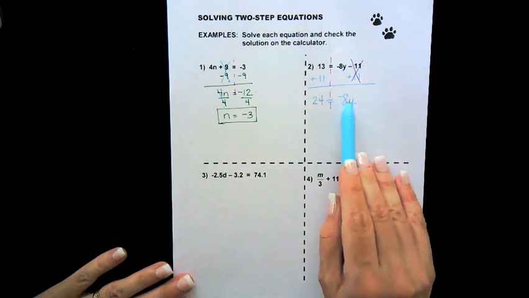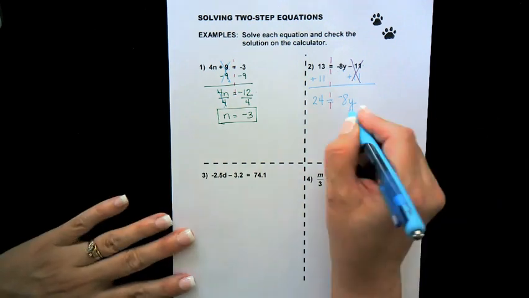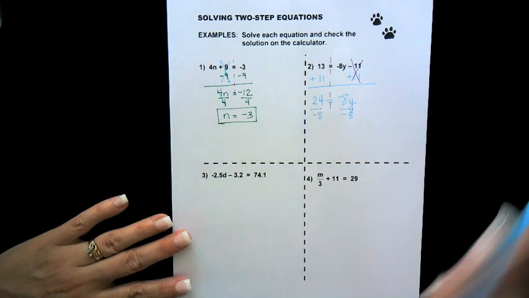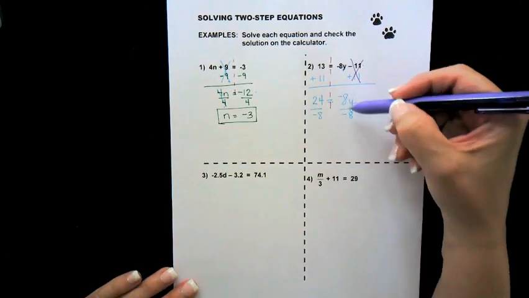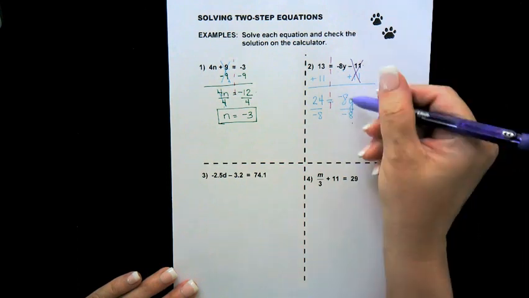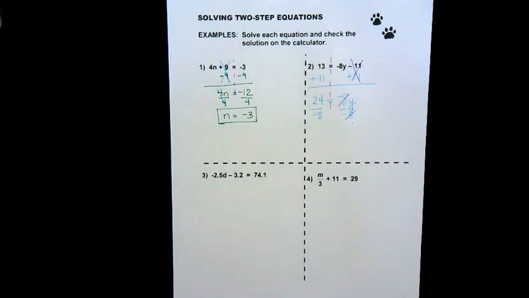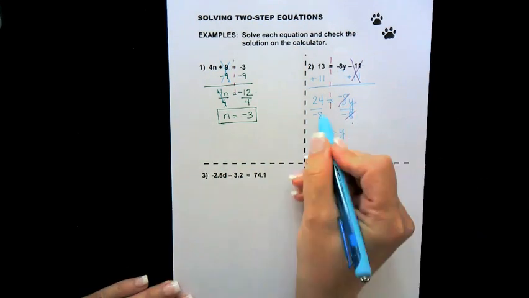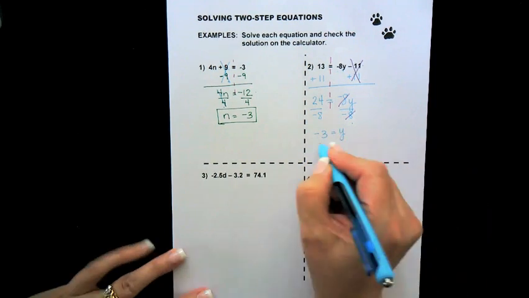Now we ask ourselves what's happening to our variable. It's being multiplied by -8. So we're going to do the opposite, which is to divide by -8. We're doing that on both sides of the imaginary line. Multiplying by -8 and dividing by -8 cancel each other out. That means I'm left with just a single y here. And then on the other side, I've got 24 divided by -8. That gives me -3.